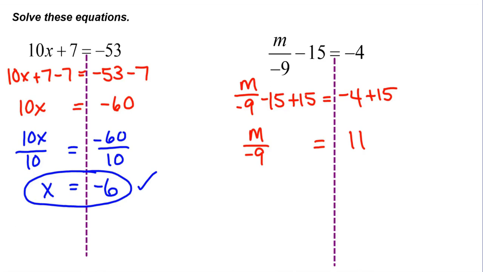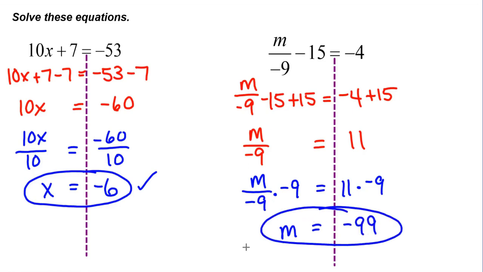And now all I have left is the division that I need to get rid of. So I'm going to use multiplication to do that. So I'm going to multiply both sides by negative 9, since that's what I'm dividing by. And those cancel each other out, leaving me just m, and that is negative 99. m equals negative 99. And again, I would go back and double check that.